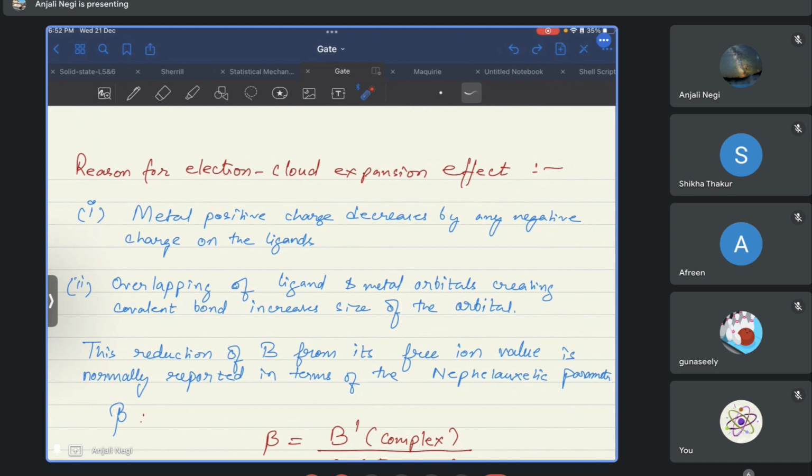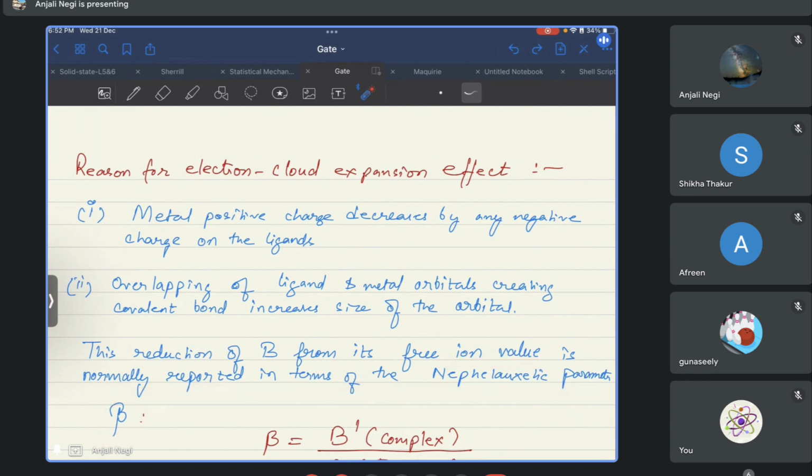Now you can note the reasons for electron cloud expansion. Number one, the metal's positive charge decreases due to the negative charge of the ligand. Basically there is a covalent bond formation, that is, the overlap of ligand and metal orbitals creating a covalent bond increases the size of the orbital, and the interelectronic repulsion is reduced. The reduction of B, the Racah parameter, from its free ion value is normally reported in terms of the nephelauxetic parameter beta.